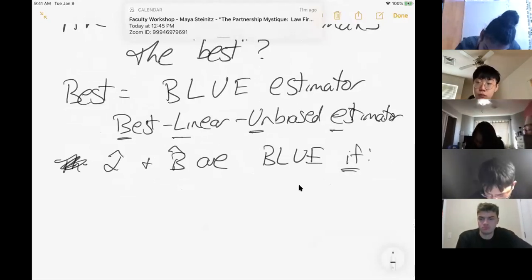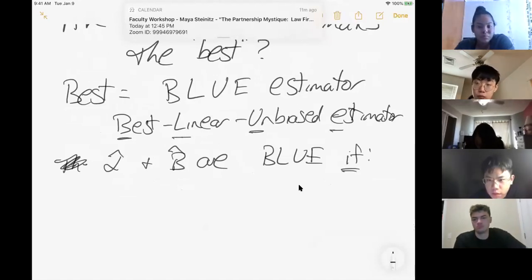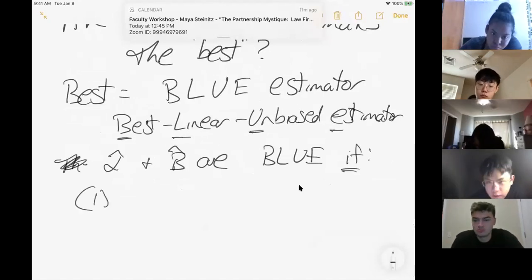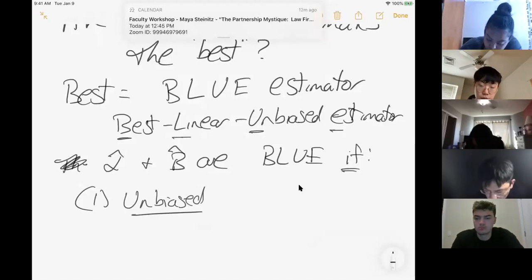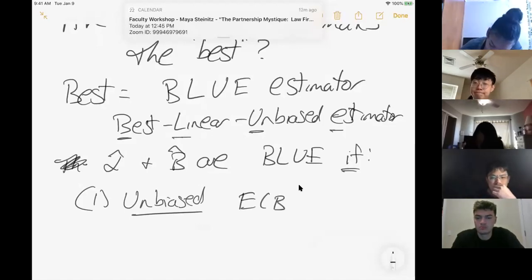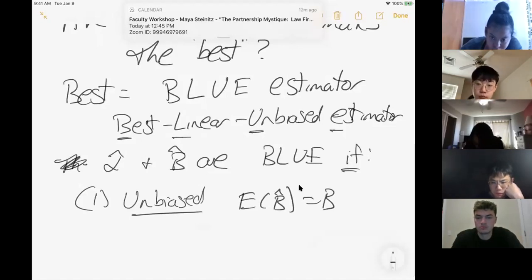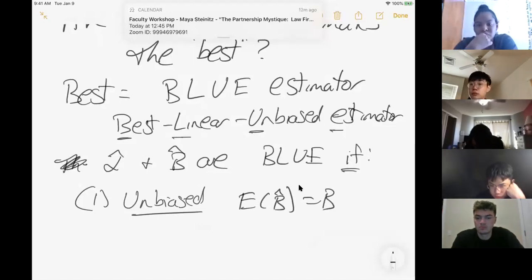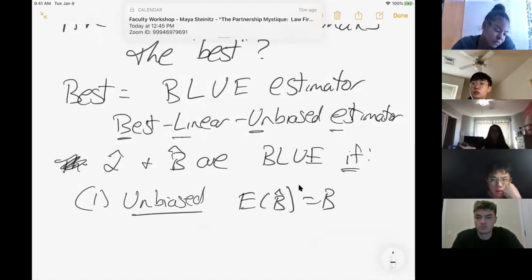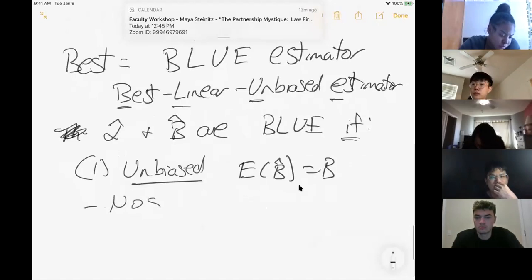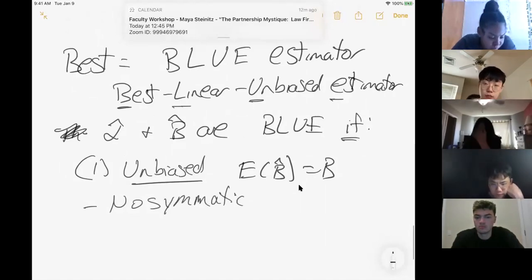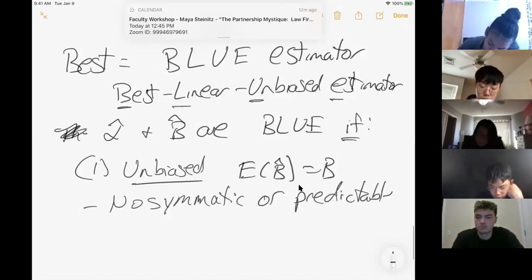And alpha hat and beta hat are BLUE, meaning they're best, if two conditions hold. If they're unbiased. In other words, if the expected value of our estimator is equal to the true coefficient. So if our estimate of beta hat is equal to the actual beta on average, then it's unbiased. Another way of saying this is that there's no systematic error, or predictable error. That might be a better, more intuitive way of thinking about unbiased.